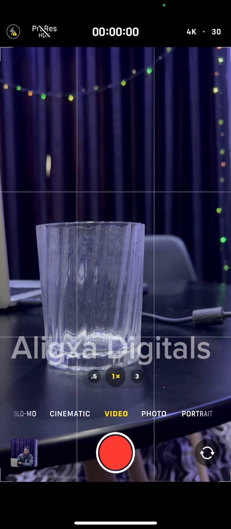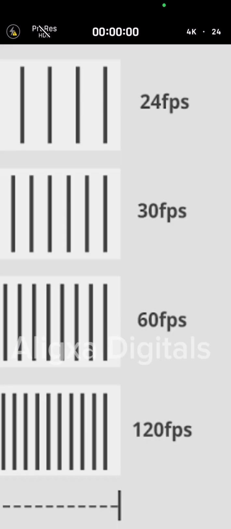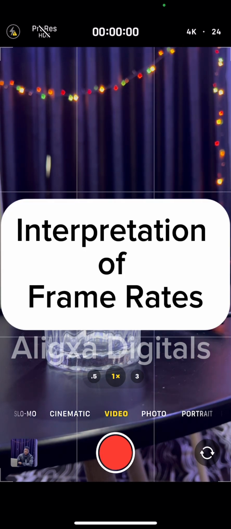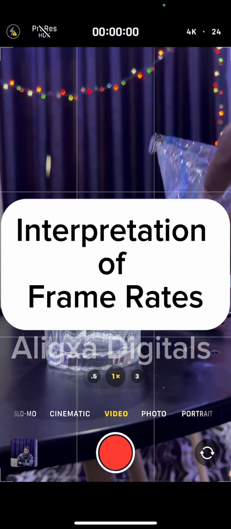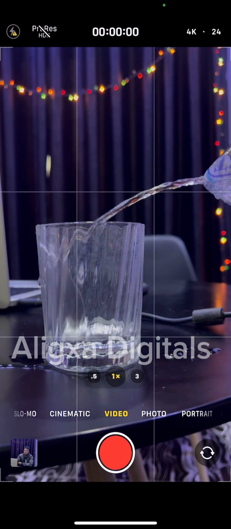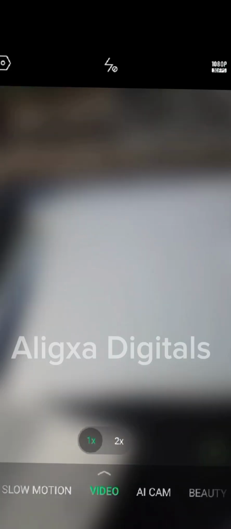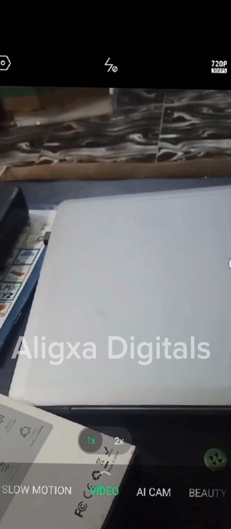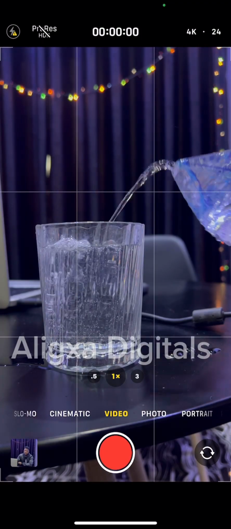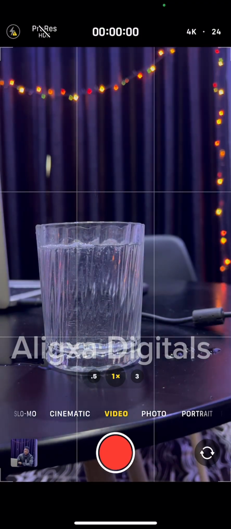So guys, pay attention to this. What we are about to do here is what is known as the interpretation of frame rates. Frame rates in action. And we are doing this practically with our mobile phone so that you can see how frame rates affect each video you record. In every video you record, frame rate is in action there.